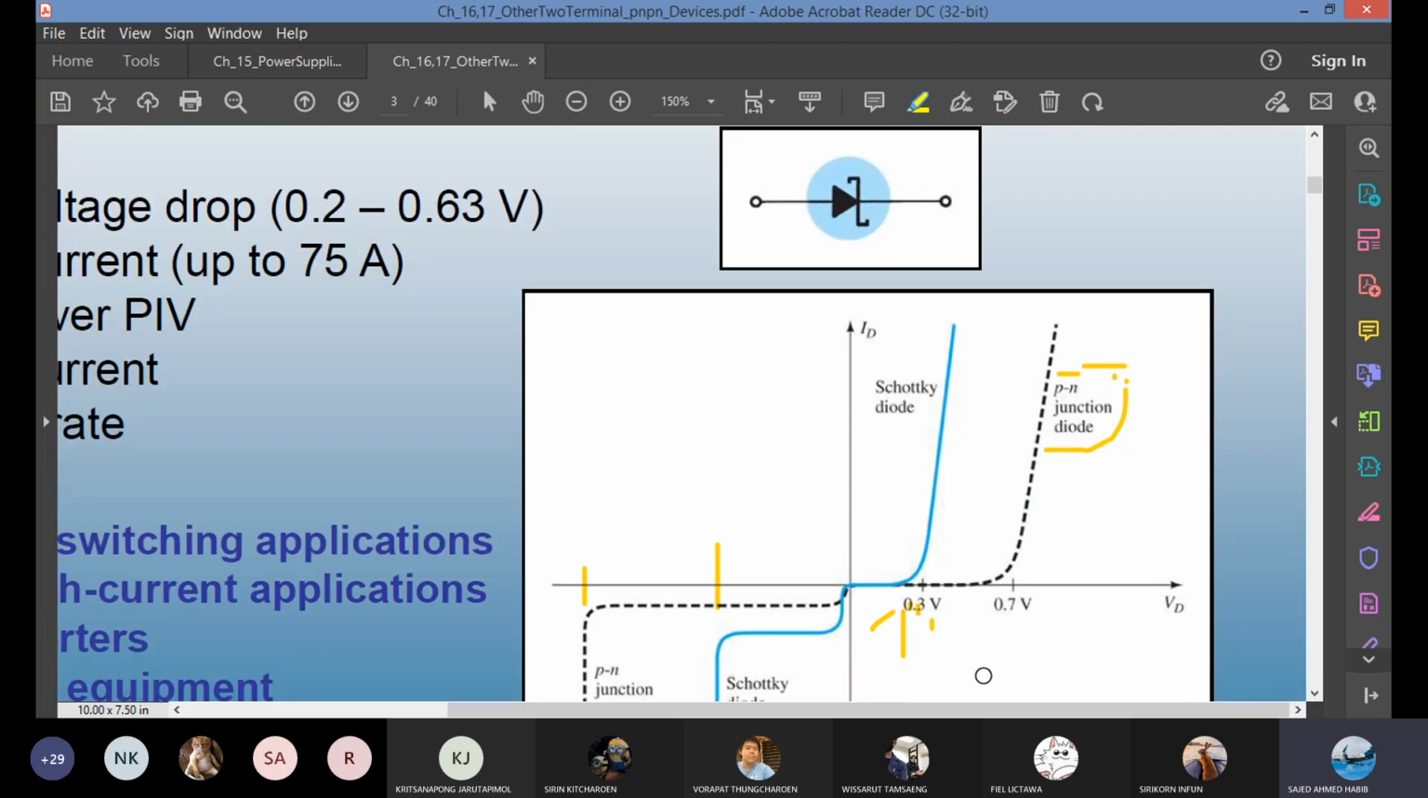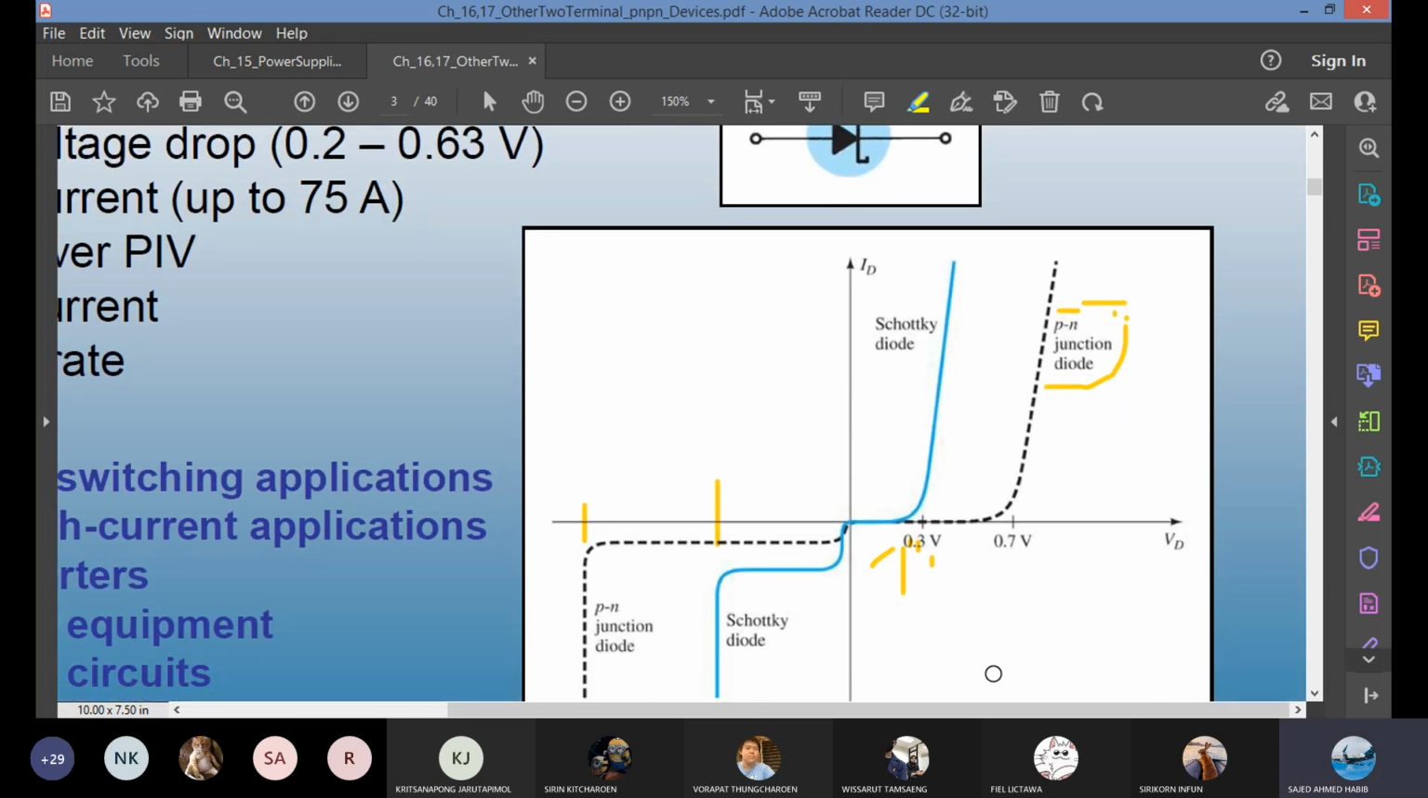What about the reverse recovery time for the Schottky diode? How fast can this diode switch from conduction to no conduction? Let's compare the two numbers. For a PN junction diode, it can take several microseconds, maybe 100 nanoseconds.